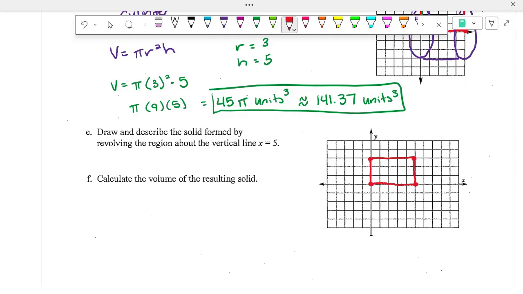Because this will essentially result in the same cylinder, I want to change this a little bit. So instead of x is equal to 5, I want it to equal x is equal to 6. And you'll see why I want that in just a second. So if I want x is equal to 6, I'm rotating around this line right here.